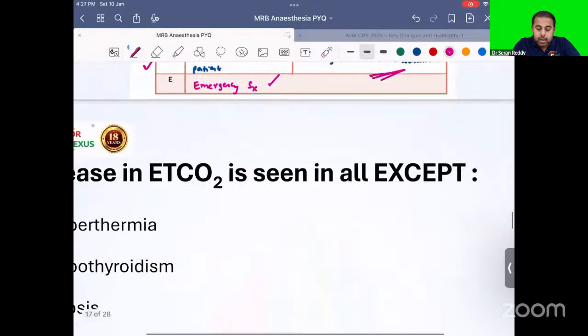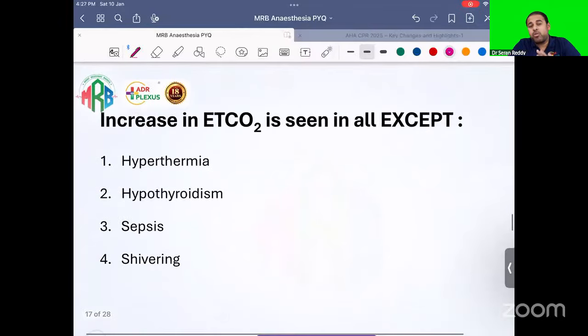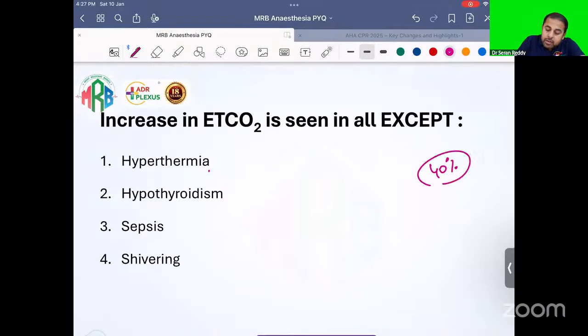Then another important topic, twice a question was asked, both in 23 and 25: increase in ETCO2. Capnography is again another important topic. Increase in ETCO2 is seen in all except hypothermia, hypothyroidism, sepsis, shivering. Most of you know the answer, but you jumped and marked hypothermia, because when you see increase in ETCO2, there's that excitement, yes, I know this. But if you go back and see, almost 40% of the questions are asking except. So please read the question carefully, guys.